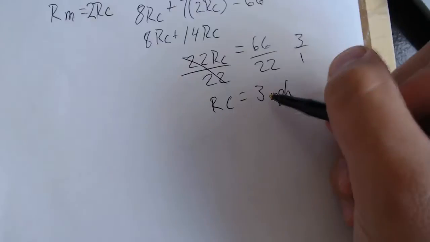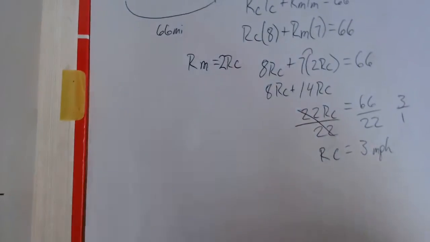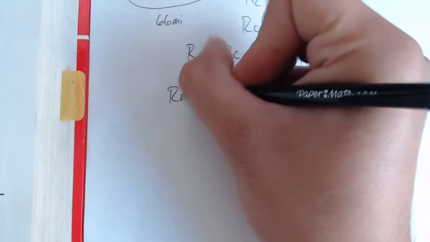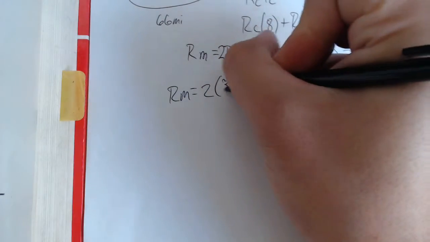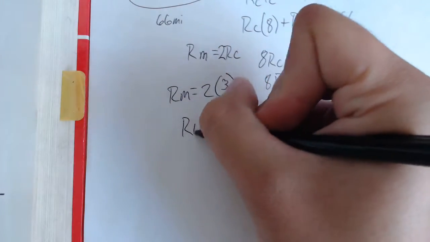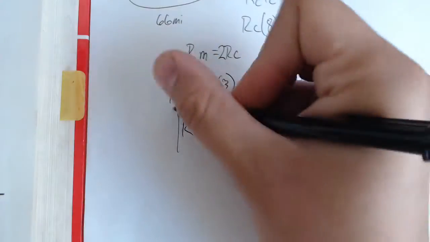Now, all I have to do is take that, plug it back into this equation. So RM equals 2 times 3. So the rate of M is equal to 6 miles per hour. And those are our answers.